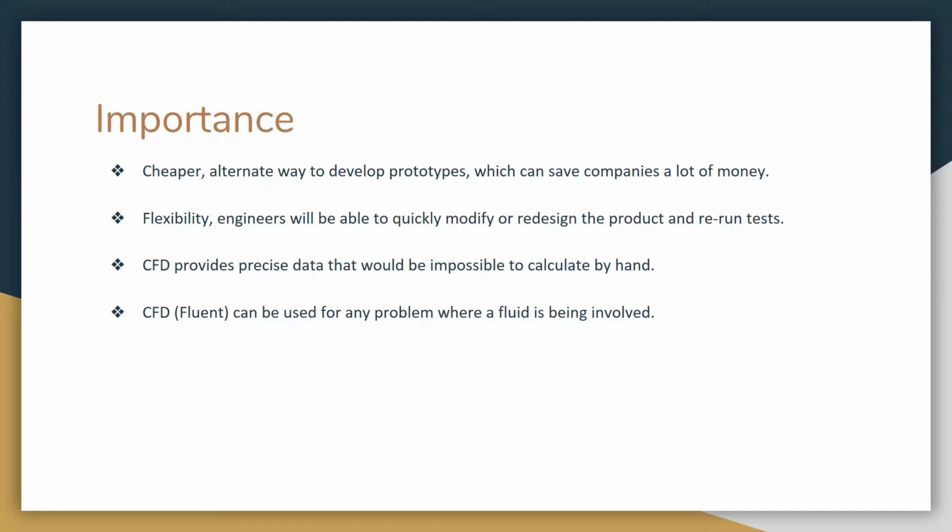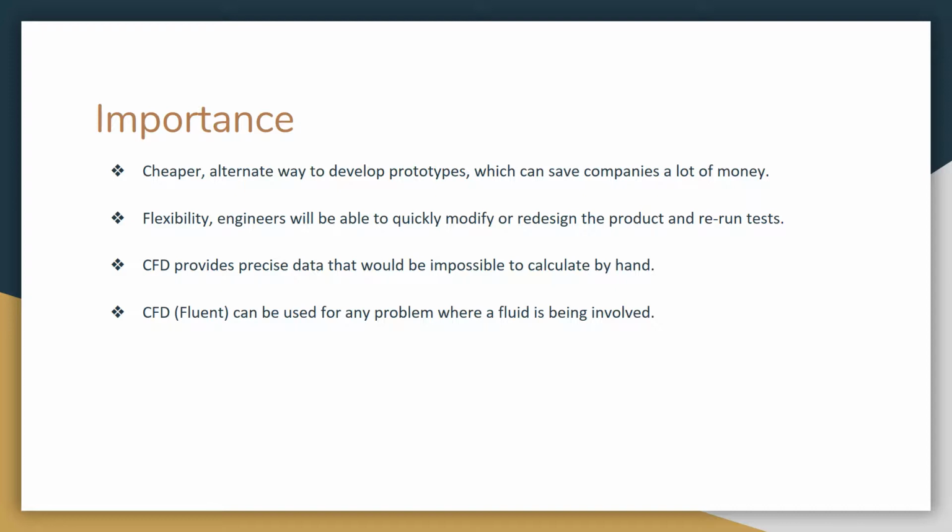There are many reasons why computational fluid dynamics is very important in the engineering world. The first reason is that it's a cheaper alternative way to develop new prototypes, which in turn can save companies a lot of money. That being said, it will also provide flexibility. This means that engineers will be able to quickly modify or redesign a certain product and rerun tests without spending much time, getting quick results.